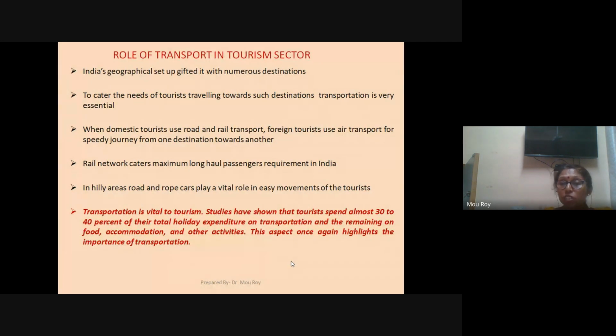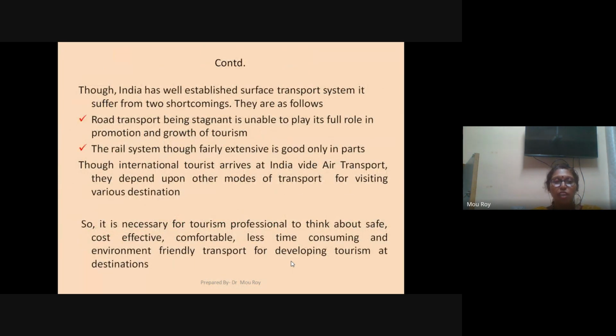Transportation is very vital to the tourism industry, because studies have shown that tourists spend almost 30 to 40% of their total holiday expenditure on transportation, and the remaining on food, accommodation, and other activities. This aspect once again highlights the importance of transportation. So it is necessary for tourism professionals to think about safe, cost-effective, secure, comfortable, less time-consuming, and environment-friendly transport, especially for developing tourism at these destinations.